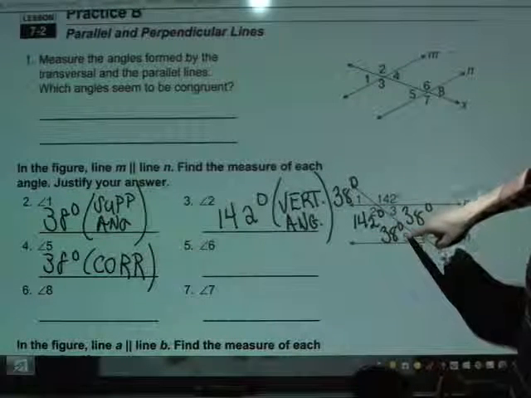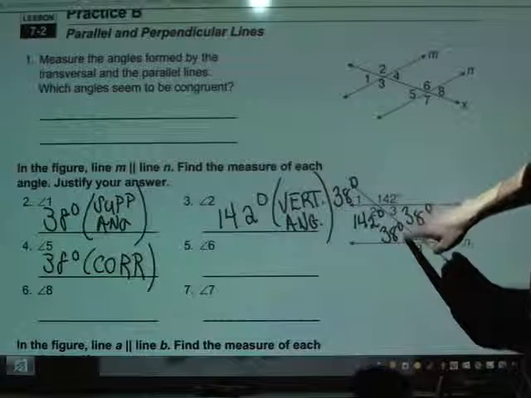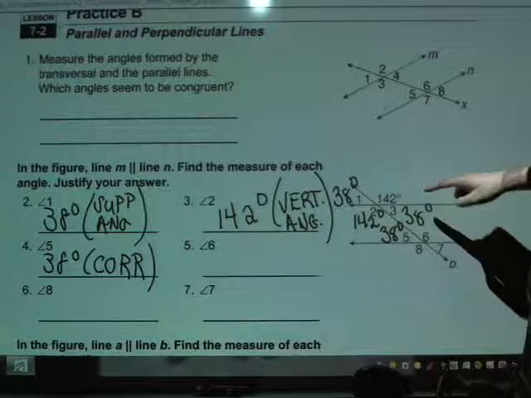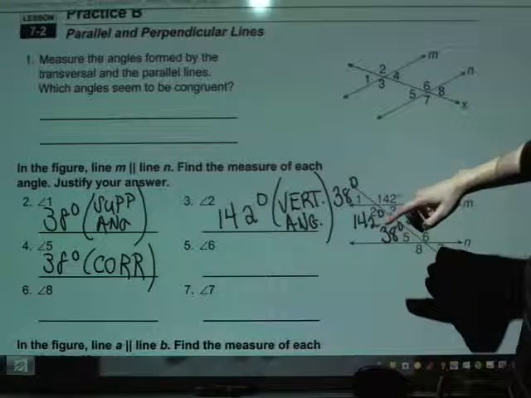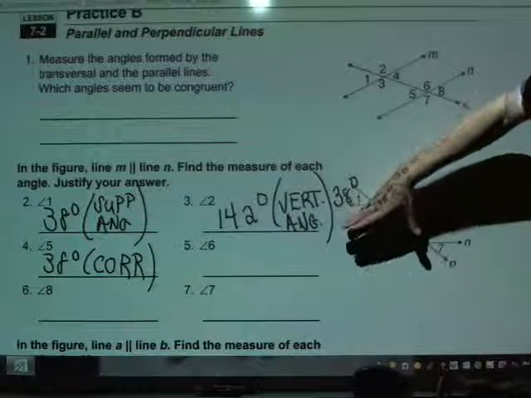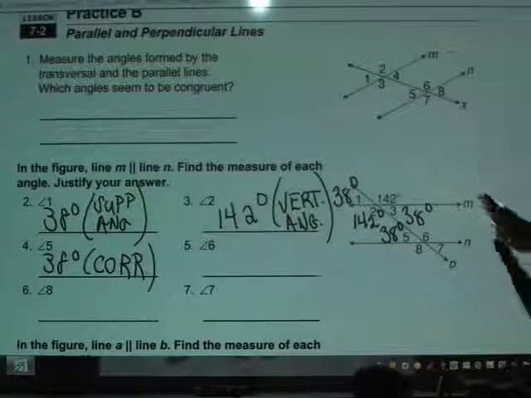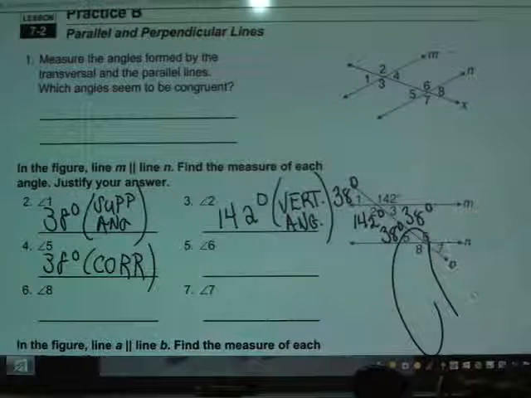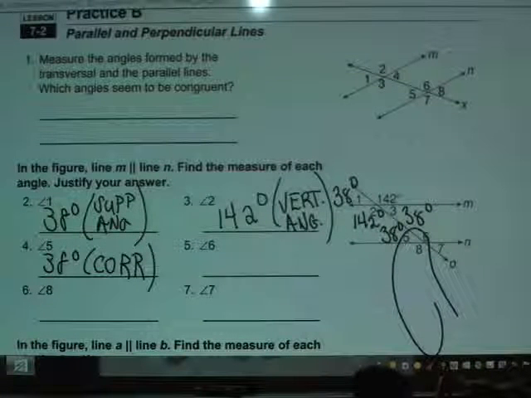Well, we know it's not going to be the same as this guy because they just don't even look the same. Right? It's not going to be the same as this guy because they don't look the same. But it would be the same as this guy. Picture if I took this angle and rotated it around 180 degrees. It's going to line up perfectly with the angle marked 6 there. So 6 and 2 have to be exactly the same.